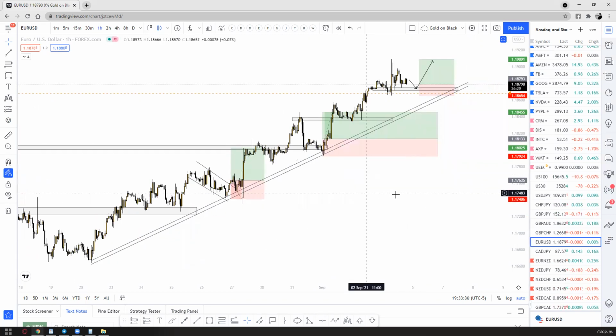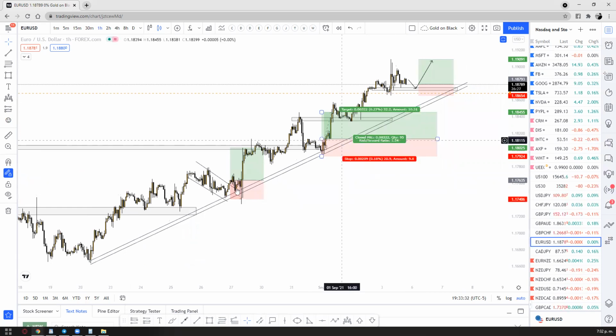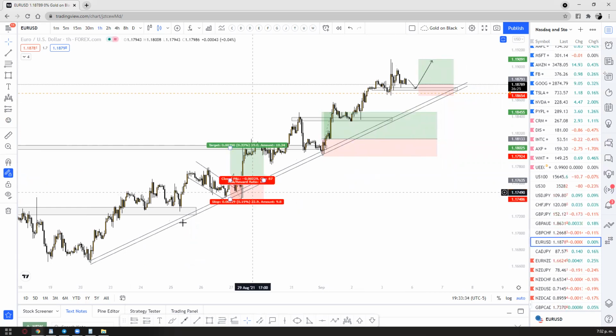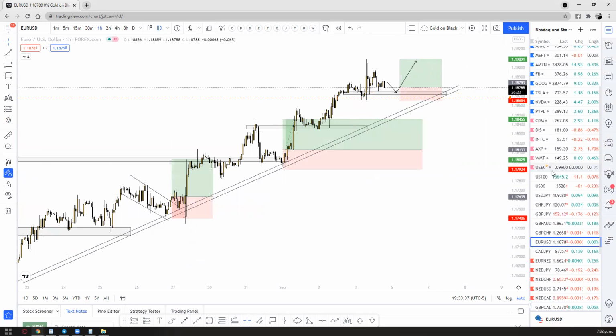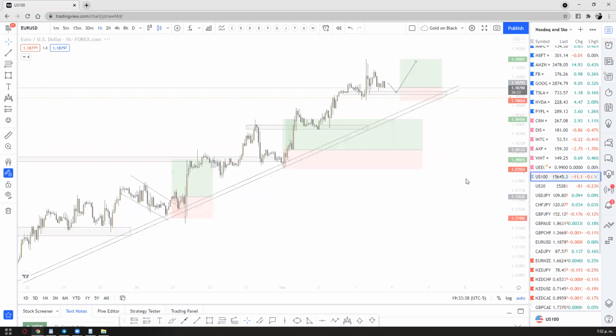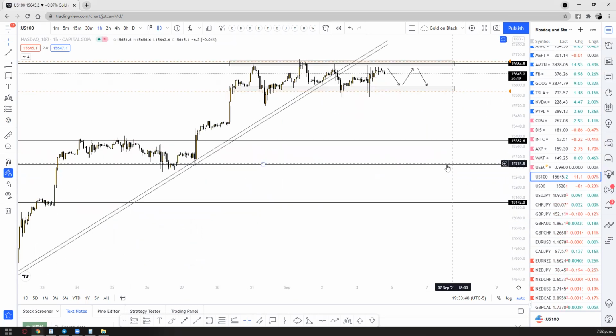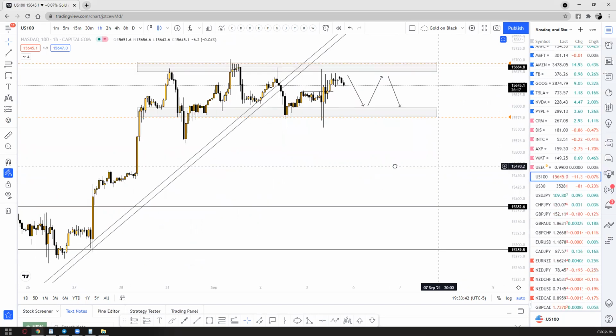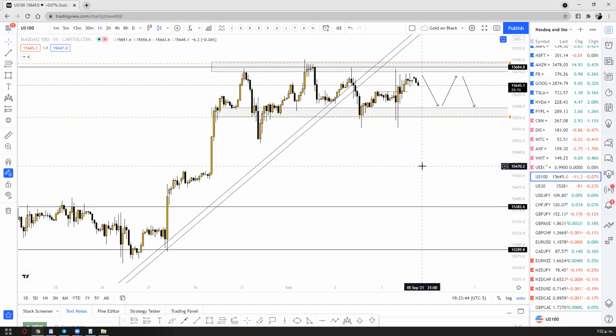All right, so that's basically it. That's how they stop hunt. They do look for you to stop you out, and that will happen. And Nasdaq and US 30, it depends. I don't see those stop hunts that often, but they may happen with the New York session.